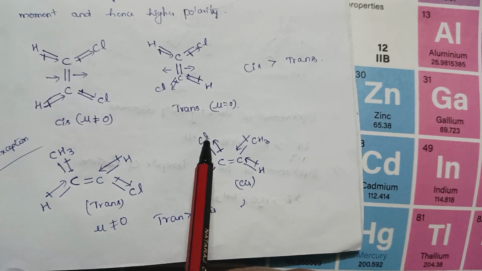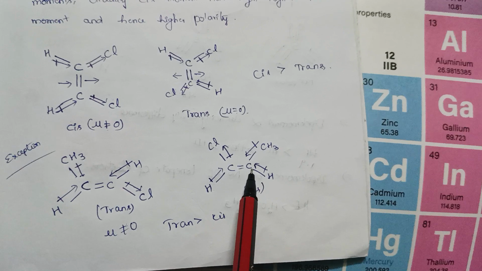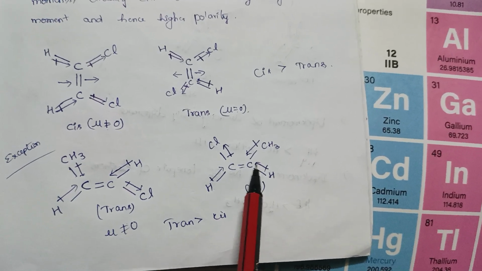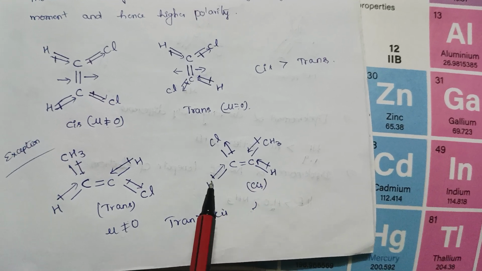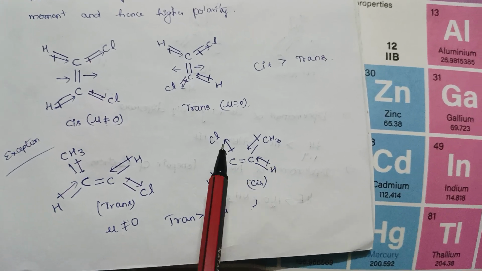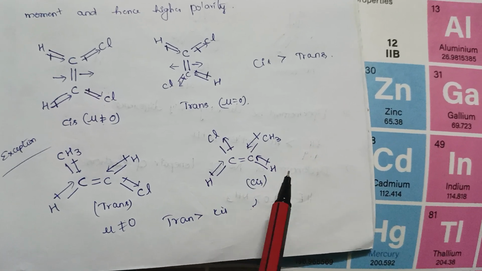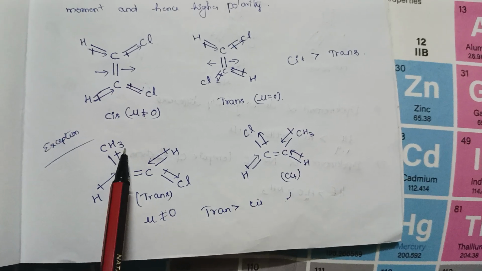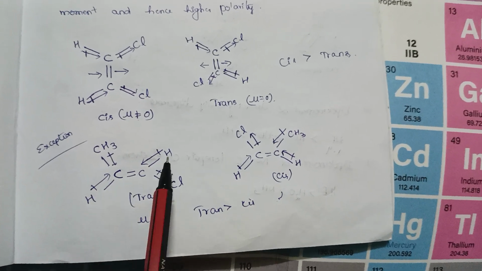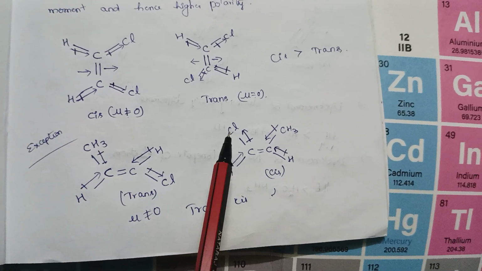Here chlorine has more electronegativity than carbon, so the crossed arrow is towards chlorine, and here hydrogen has less electronegativity, so the crossed arrow is towards carbon. Here these two are cancelled by each other, but these two are not cancelled. This cis isomer also has a dipole moment. If we compare cis and trans, the similar atoms are the same: CH3 and Cl, here H and Cl.